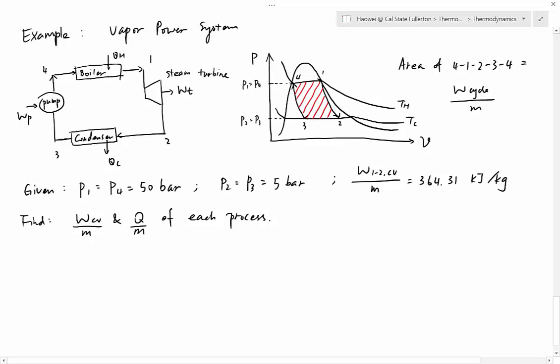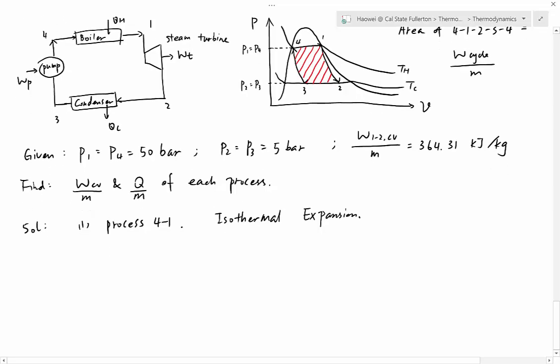So now let's start from 421 first. Let's write down. This is for process 421. The name of process 421 is isothermal expansion. Okay, so first one, what is the control volume work of 421 per unit mass? The solution is very straightforward.